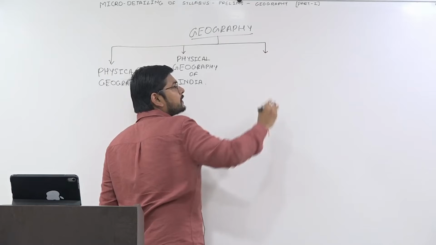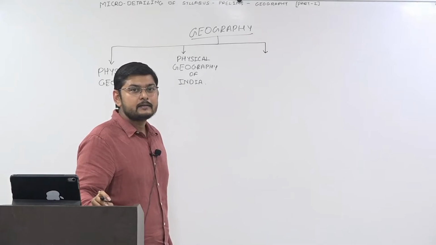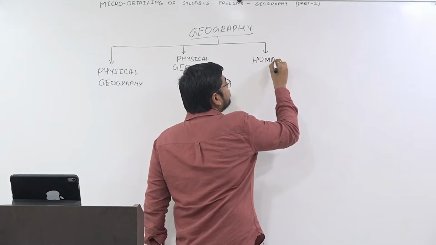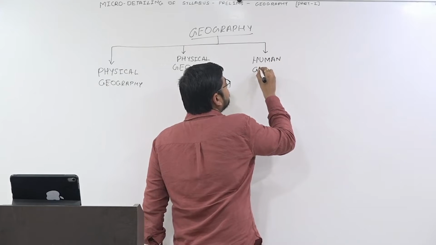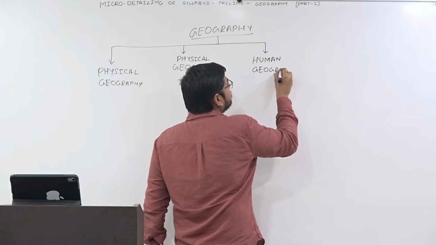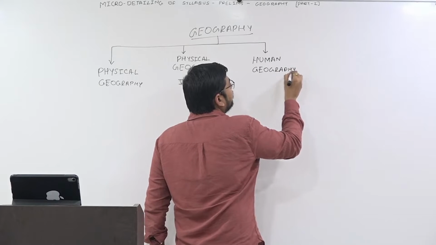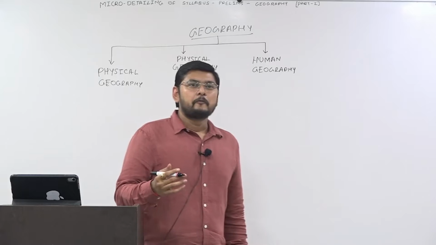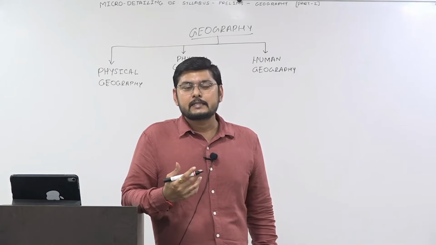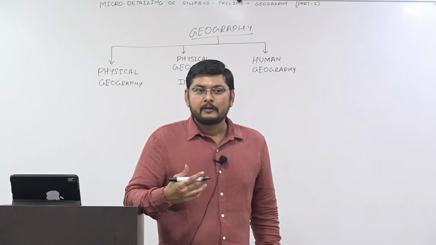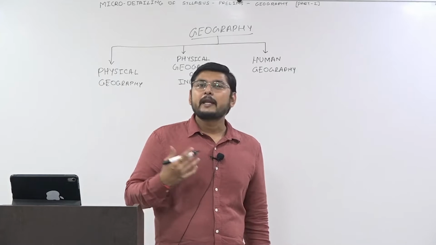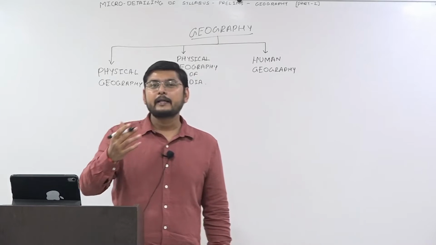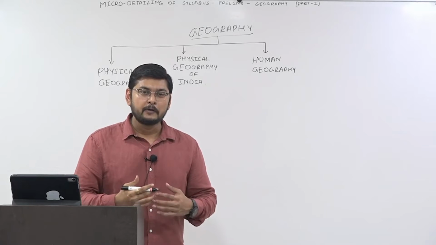Then the next important part is human geography. In human geography, what we see is why human beings are important, and what has been the dominant factor in shaping the world in the form it is in right now.